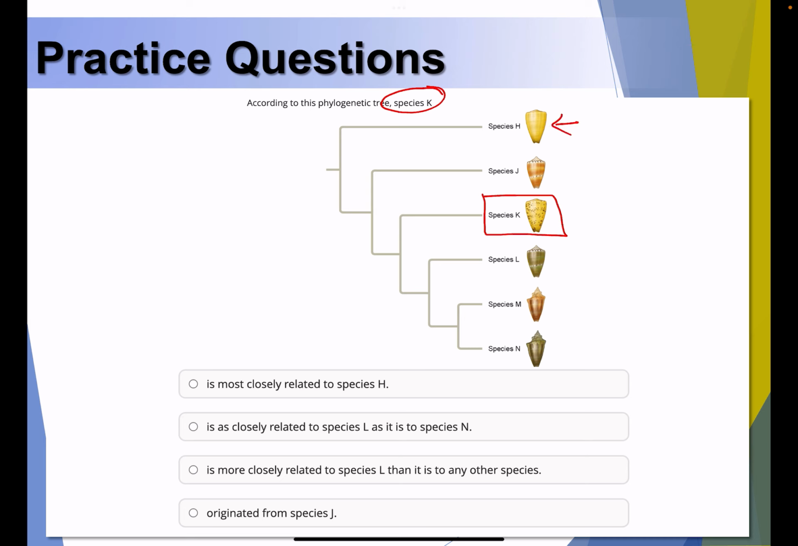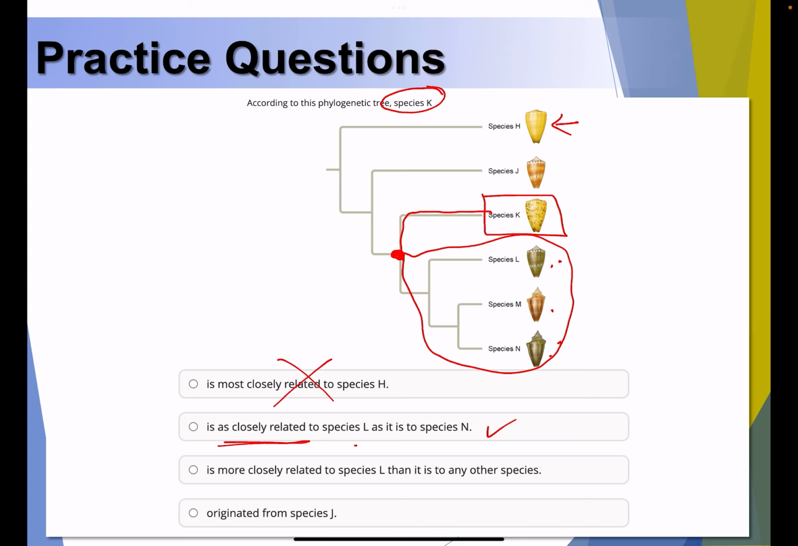Incorrect, because species K, if we trace back to its common ancestor, is actually most closely related to L, M, and N, not more or less. They're equally related to K. So this was not a correct statement. So next statement is: as closely related to species L as it is to species N. L to N, as closely related. That is correct.